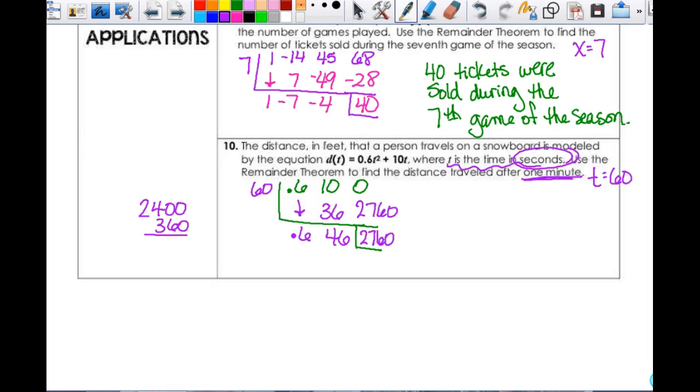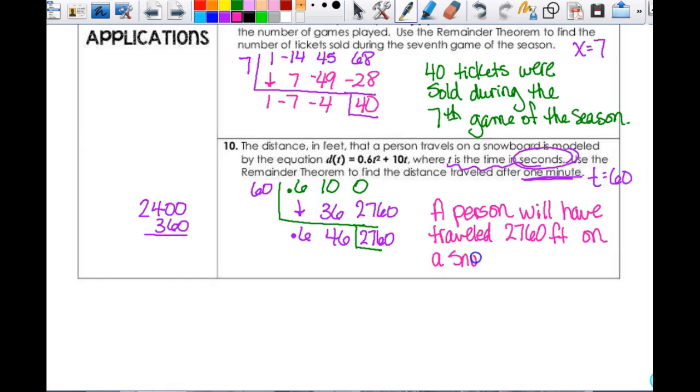So what does the 2760 represent? The distance in feet. Good. So a person travels, wait, it says find the distance traveled after 1 minute. A person will have traveled 2,760 feet on a snowboard in 1 minute.